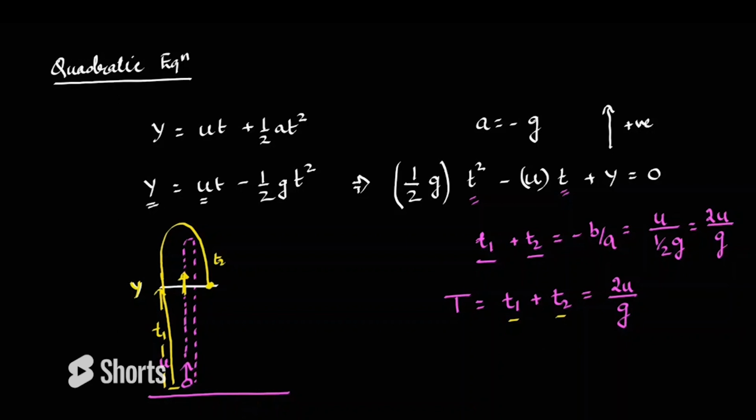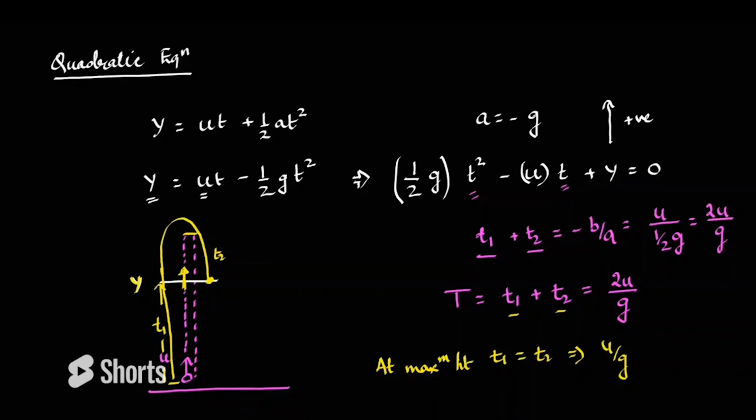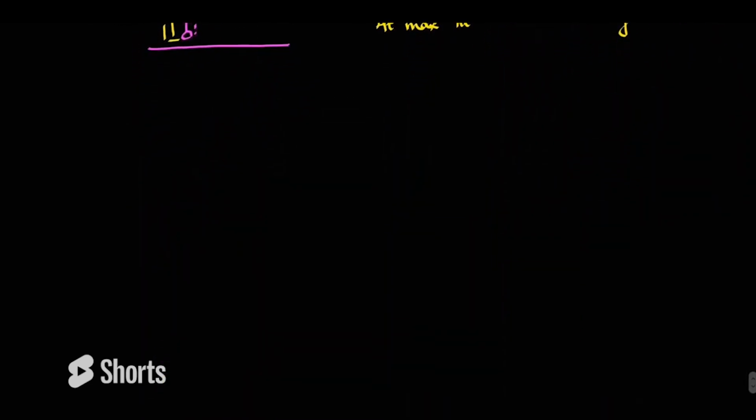So this is how roots are defined. At the maximum position, if y is equal to maximum height, t1 will become equal to t2, and therefore you can clearly say that t1 is equal to t2 at maximum height, and at that time it will be equal to u upon g. So these are a few concepts which can be applied. Another application of quadratic equation, I hope you have understood it.